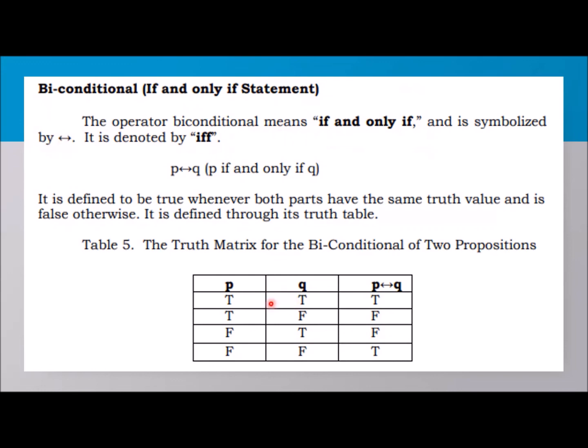Okay, the truth table here is, you have, again, two propositions. True, if and only if true, the conclusion is true. True, if and only if false, that is false. False, if and only if true, that is false. And then false, if and only if false, that is true.